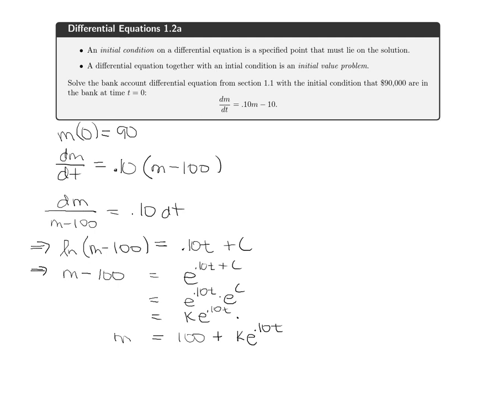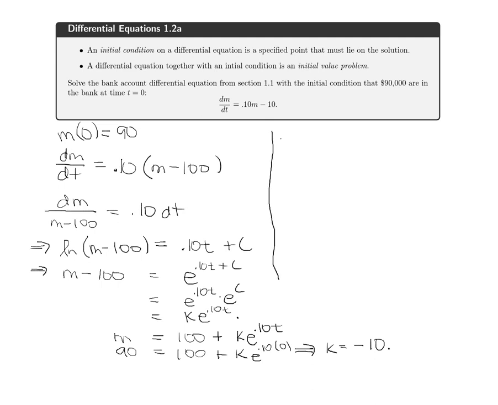So we replace m with 90, and we replace t with 0. When we do that, we end up with 90 equals 100 plus k, so that implies that k should be negative 10. Aha, so we've managed to come up with our solution.